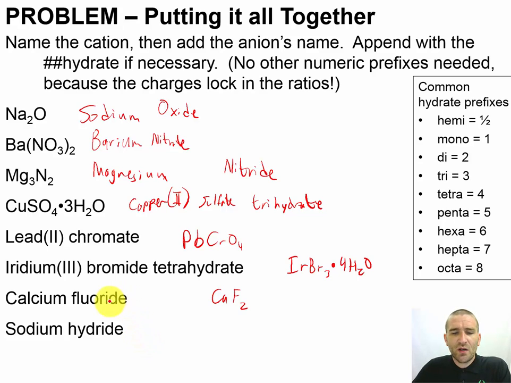Oh, wait a minute, what's hydride again? Remember, hydrogen was allowed to be a +1, at which point we call it hydronium. Or it can be a -1, at which point it's going to be the hydride ion. So it'll be H-. Sodium is going to be Na+. So Na, H-. So it'll just be NaH for sodium hydride.